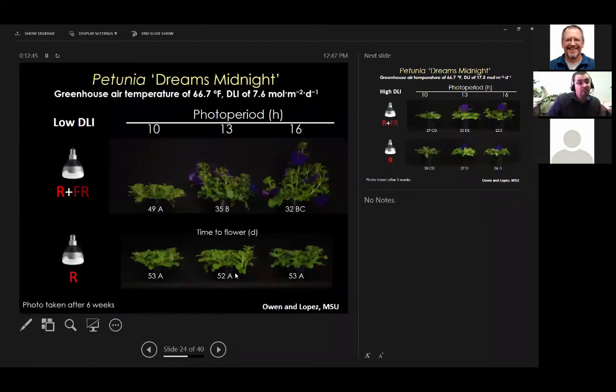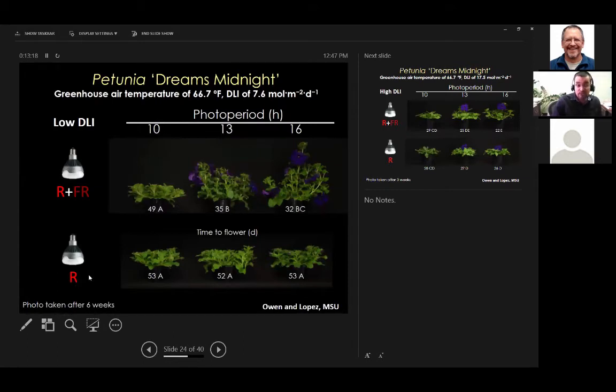So in this study, we basically grew long day plants. In this example, we have petunia. And we grew this petunia crop under a relatively low daily light integral of about 7.5 moles, the daily light integral that we would expect right around this time of the year in a northern latitude. So let's look at this slightly complicated figure. We have photoperiods ranging from 10, 13, or 16 hours, either provided by lamps providing red and far red light or red light alone.